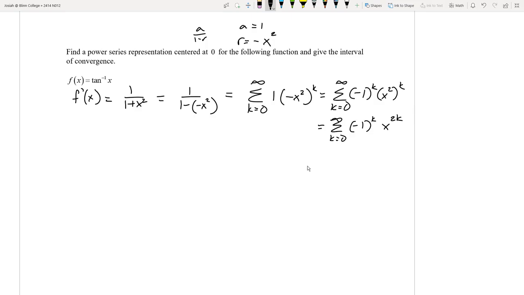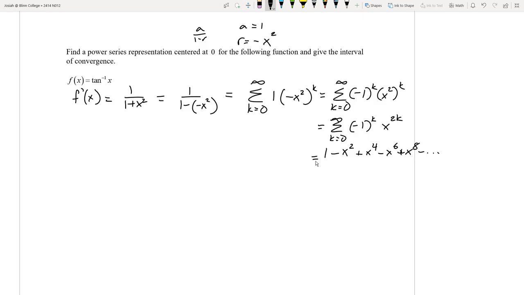All right, so let's talk about what does this series look like, first of all. Plug in 0, we get 1. Plug in 1, we get negative 1 times x squared. Plug in k equals 2, we get a positive number here, and then x to the 4th minus x to the 6th plus x to the 8th, and so on. So that's our series. That's what it looks like term by term there.